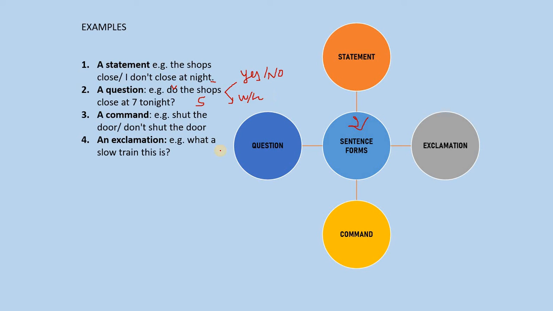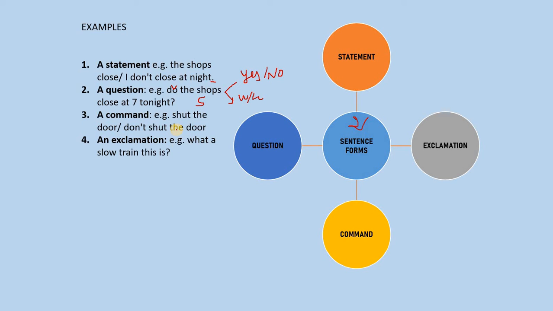The command is an order, a request, or the imperative form of the verb. So here I say, shut the door, don't shut the door. Here the subject is hidden, and you have a verb and an object, but the subject is hidden. It can be considered an order, a request, and we call it the imperative form.